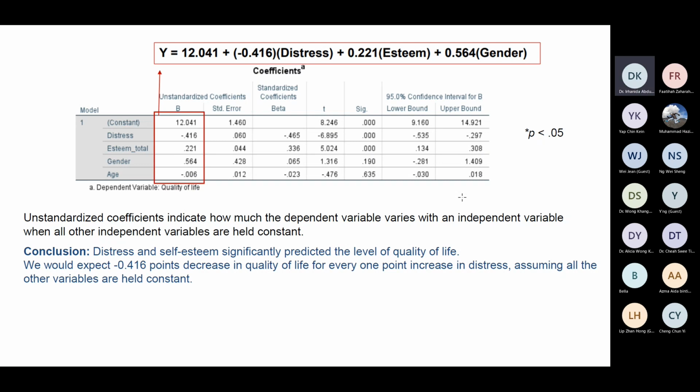Here, only two, while gender is not, because the significant value here is greater than 0.05. So only two are influencing quality of life. Yet the beta value is not strong.